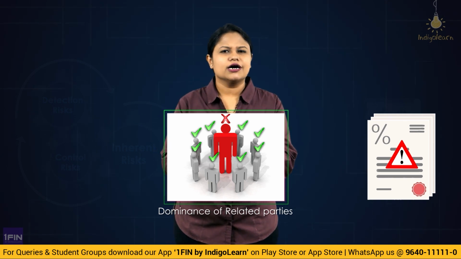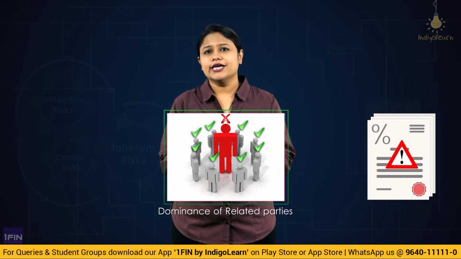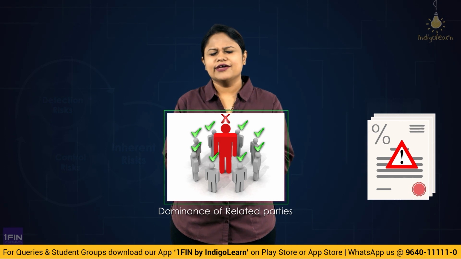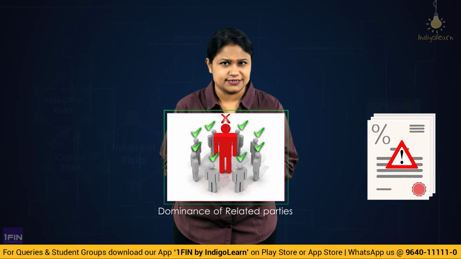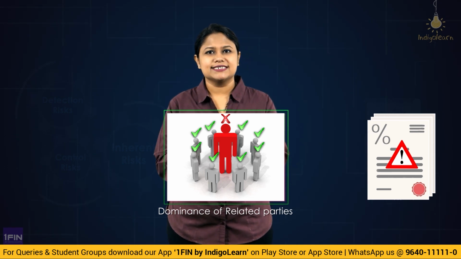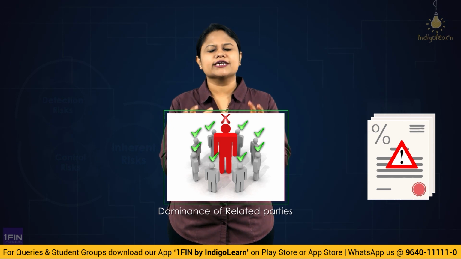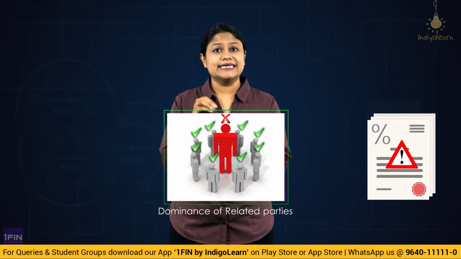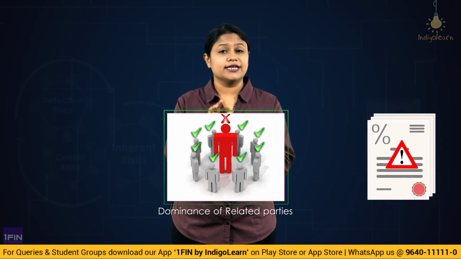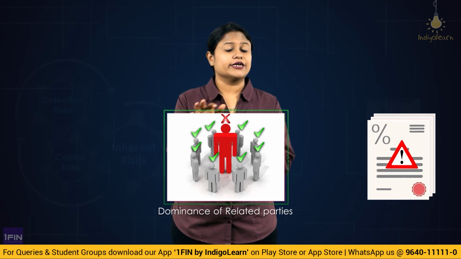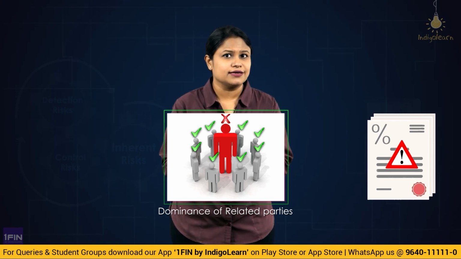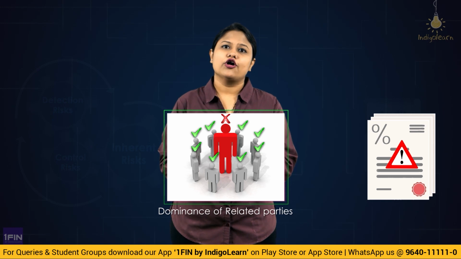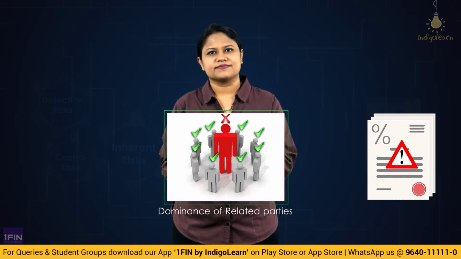Got it? So the third point is where we are going to see if there is a dominant influence, a dominant control by the related parties. If there is a dominant control by a person or group of people, then there is an indication that there could be a related party, a kind of transaction to be entered with the related party, and this is the area of risk for us to be assessing. Got it? So what are the three things that we study?